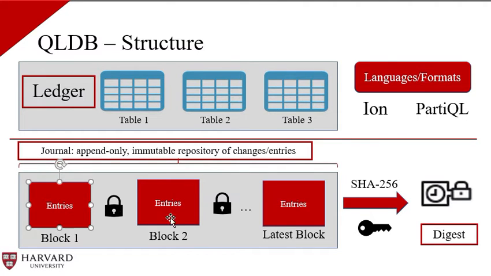So if a journal is a record of all the changes made, broken down into blocks, what is a digest? The digest is basically the journal. The only difference is that the digest is hashed using SHA-256. Since the digest is a hashed journal, we'll use it to verify data integrity.